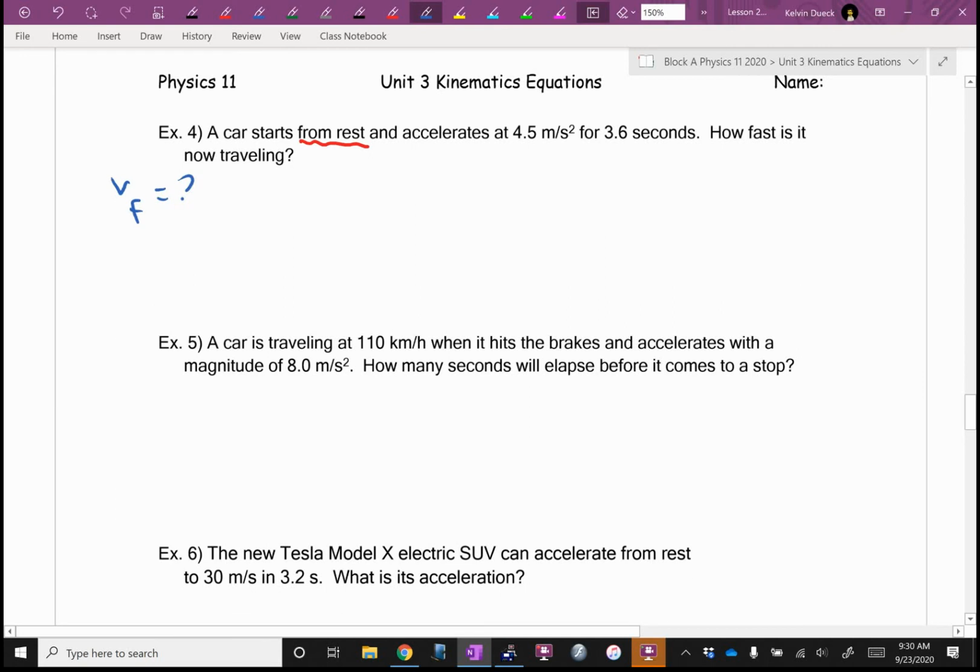I feel way better. And now I read the question looking for physics words and numbers. At rest means what? VI is 0. What's that 4.5? Even if I hadn't given you that word, how could you tell it's an acceleration? Meters per second squared. This is why you'll find you probably just start scanning for units after a while. What's that 3.6?